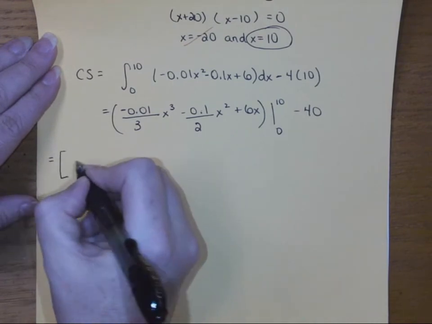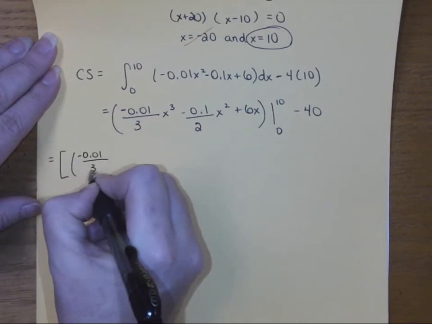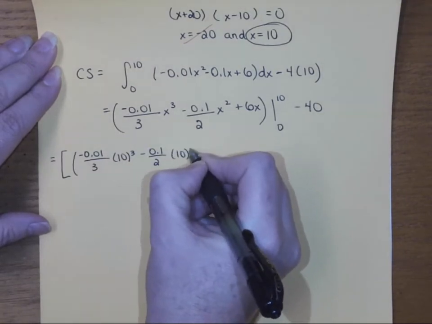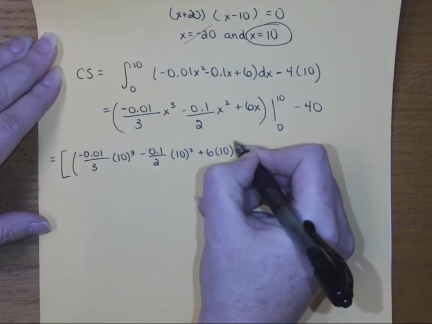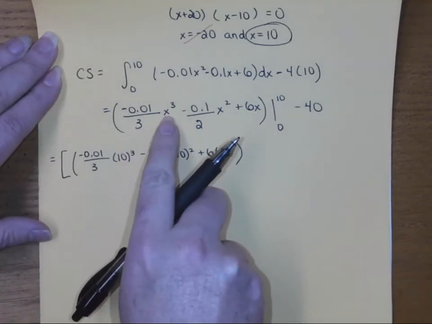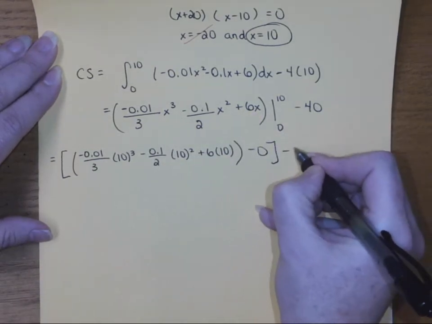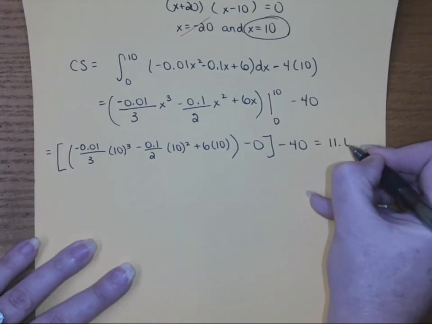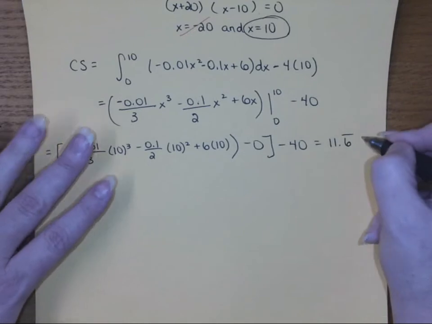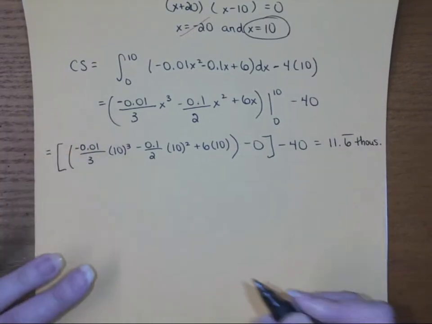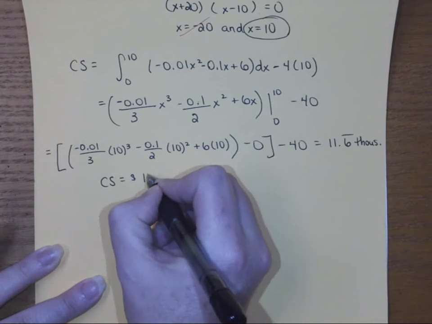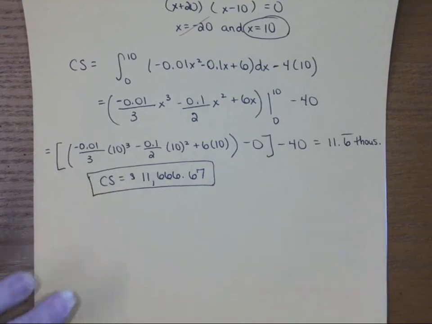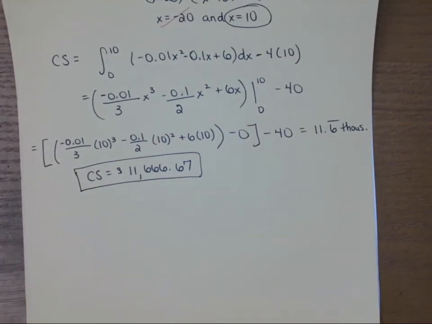So give yourself some room, but I need this entire equation. So this is looking like this. So that's when we plug in 10. Notice if we plug in 0, we're going to get 0. And then minus 40. So just like I showed you before, let your calculator do this. This comes out to be 11.6 with a bar. If you read through the problem, it was in thousands to begin with. So the answer for consumer surplus is $11,666.67. That last digit gets bumped up because the numbers after it are 6, larger than 5.